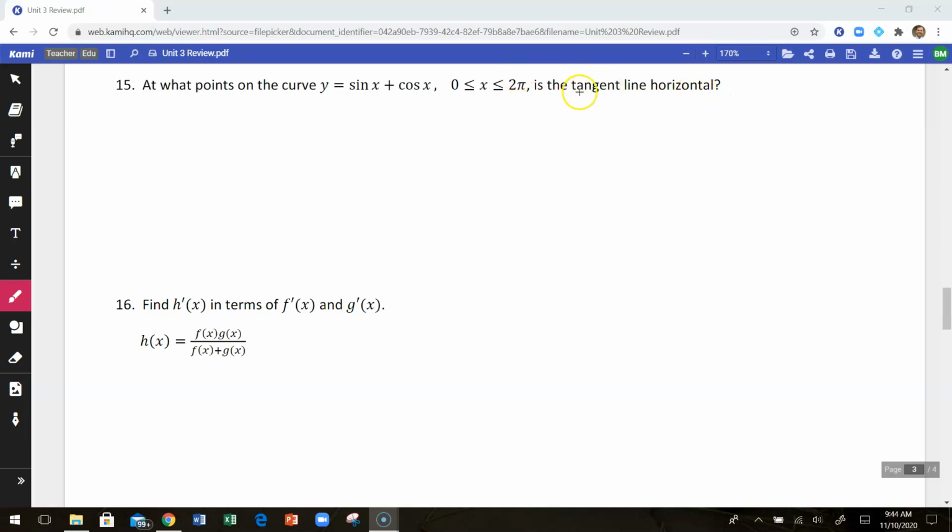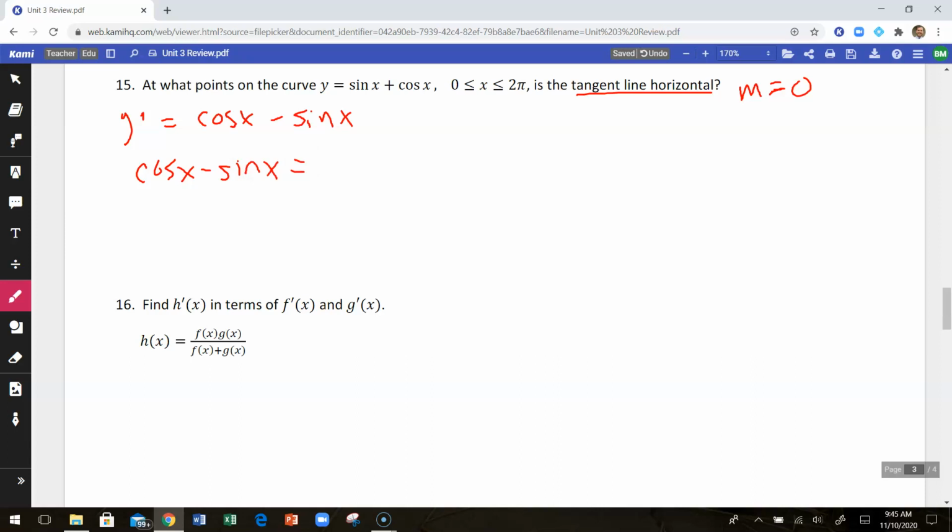Okay, so we're concerned about the tangent line, so we're going to find the derivative. So y prime is going to equal derivative of sine x, cosine x, derivative of cosine x, negative sine x. So that's our derivative, and I want to know when is the tangent line going to be horizontal, and that means that we have a slope of 0. So that means I want to find when is my derivative equal to 0. So I'm going to set cosine x minus sine x equal to 0.